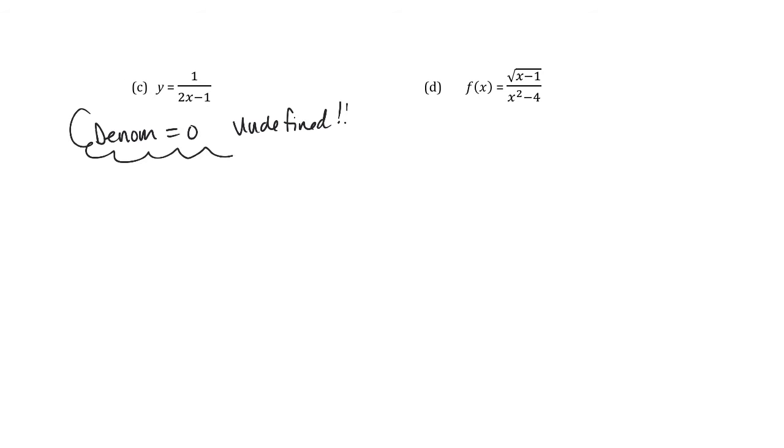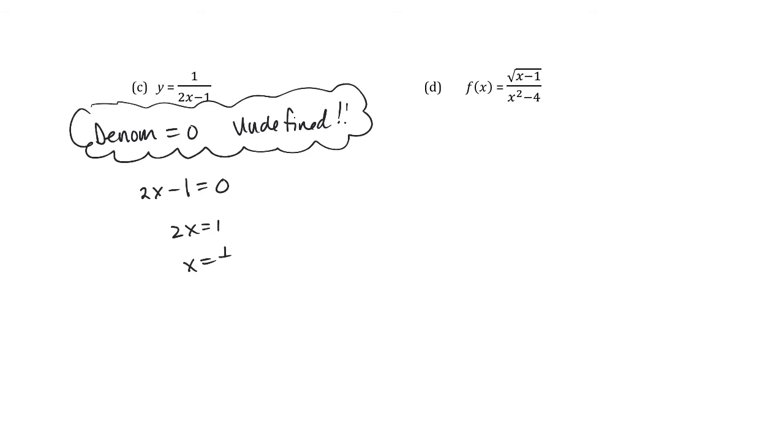Okay, so that's the big idea here. Okay, so I have a problem when 2x minus 1 is equal to 0. So adding 1, we'd get 2x equals 1, x equals 1/2. That's going to be undefined. So the domain of y would just be everything except 1/2.